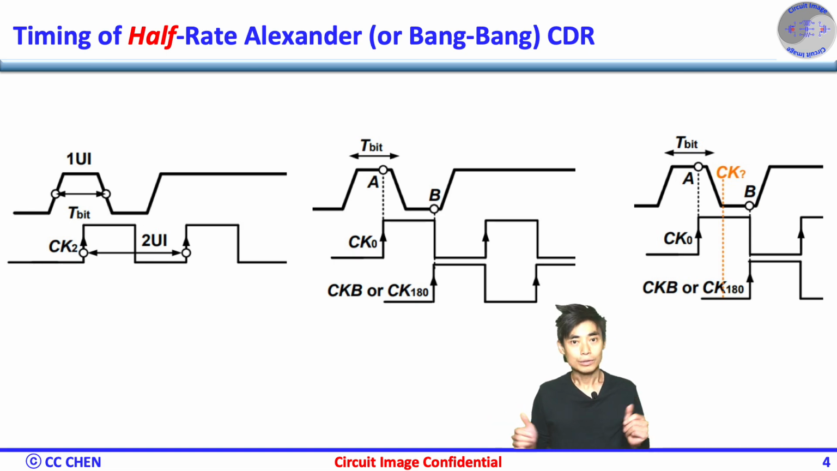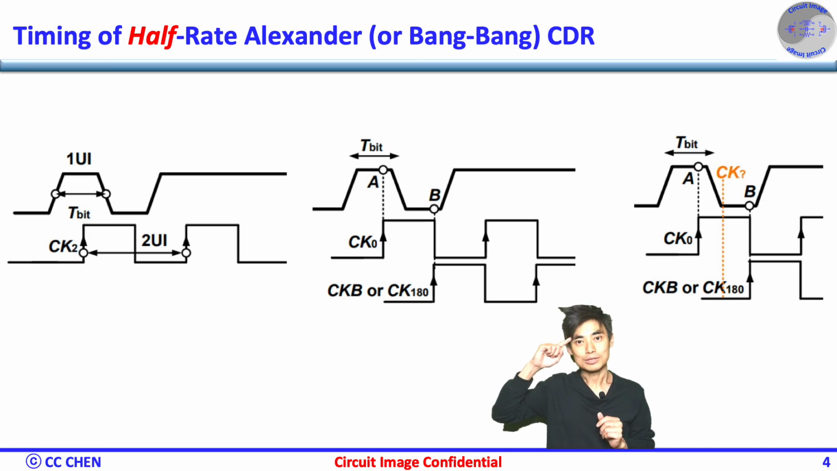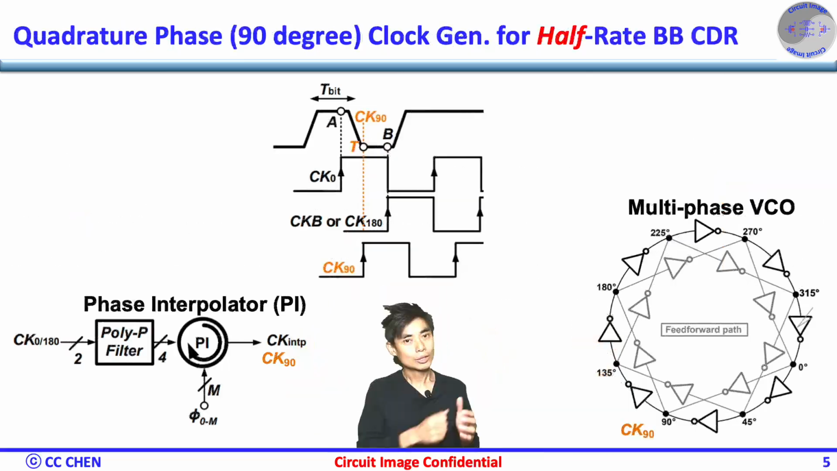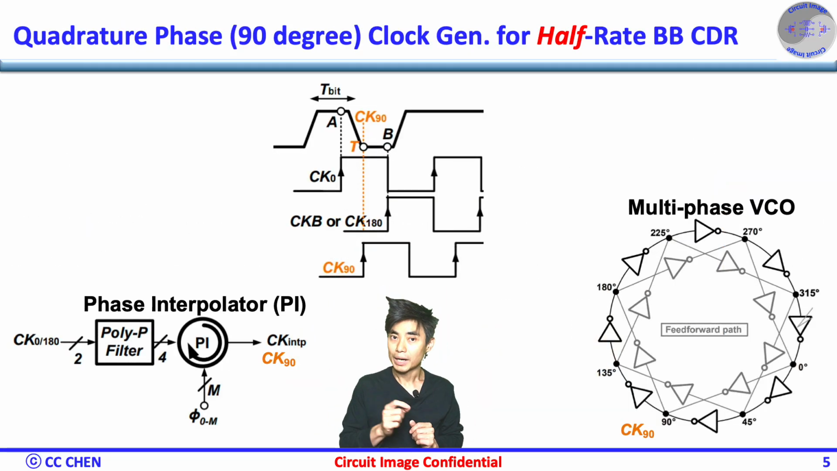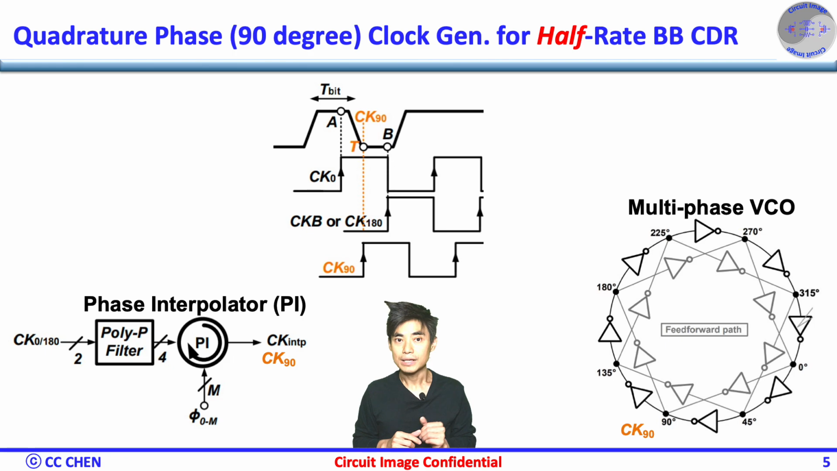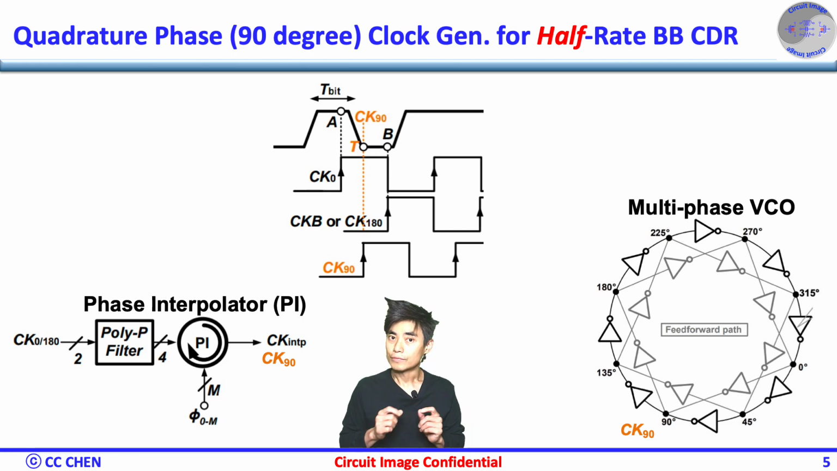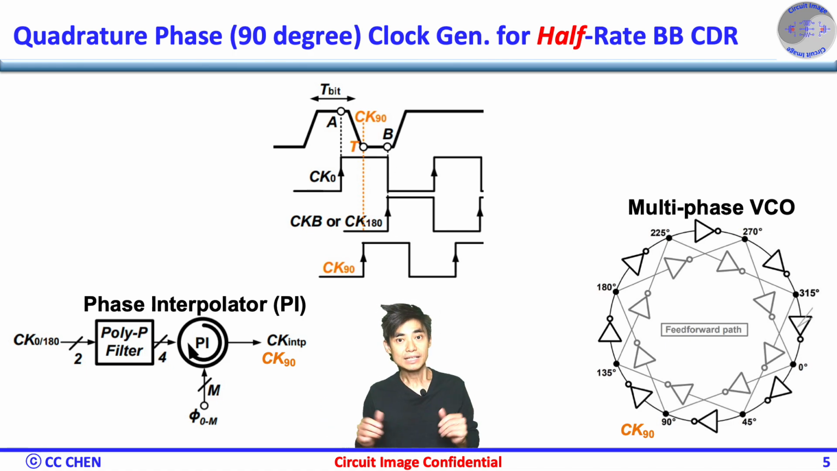What can we do for the transition sample T? Think about the interpolation images for 5 seconds. Great. You can apply the phase interpolator or inherent multi-phase VCO outputs to provide the extra quadrature phase, 90-degree clocking, which should be exactly the middle phase of the 0 degree and 180 degree ideally. Then, for the rest of the bang-bang, the early-late operation in the half-rate will be exactly the same as the full-rate without any difference.